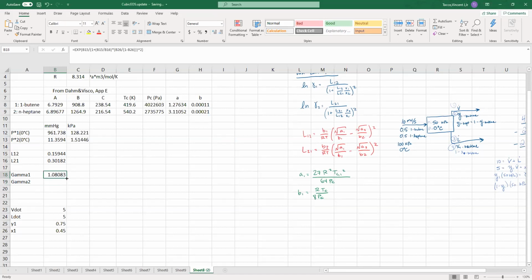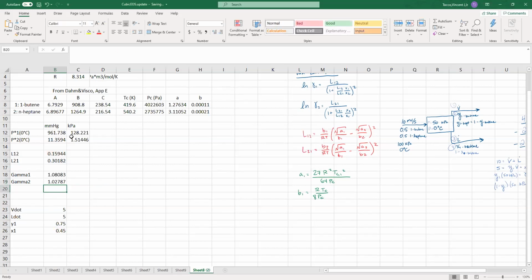Let me see if I can copy this down. Do I want to copy it down? No, I want to type it all in fresh so that I'm certain that I'm not going to make a mistake. So it is exponent L21 divided by open parentheses 1 plus L21 divided by L12 times quantity x2 is 1 minus x1 divided by x1. Close purple, close red, square.